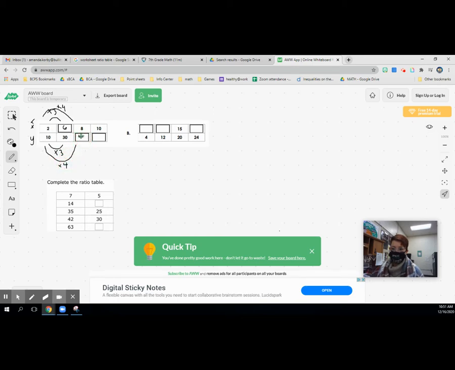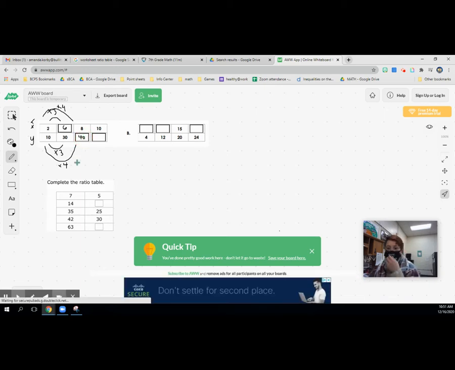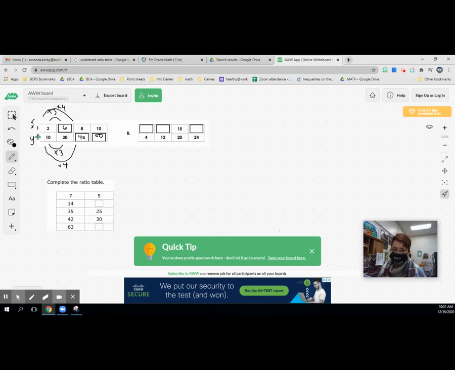And we get 40. I could also look at the relationship between x and y. I know I can multiply 2 by 5 to get to 10. So let's multiply 10 by 5 and get to 50. If I wanted to find a unit rate, I could ask myself, what do I need to do to get x down to 1? Well, I could do 2 divided by 2. So I would do 10 divided by 2 and get 5. So it would be 5 something for every x.